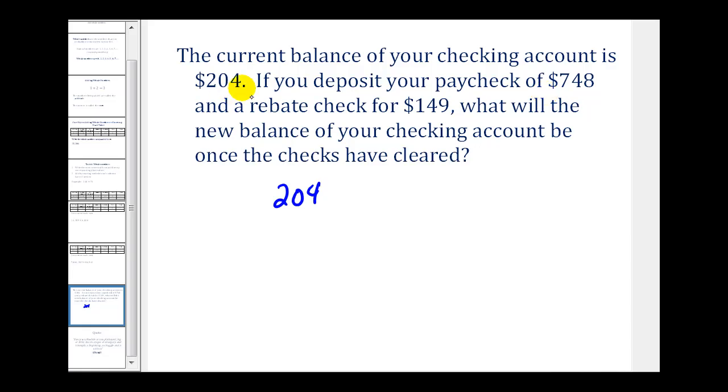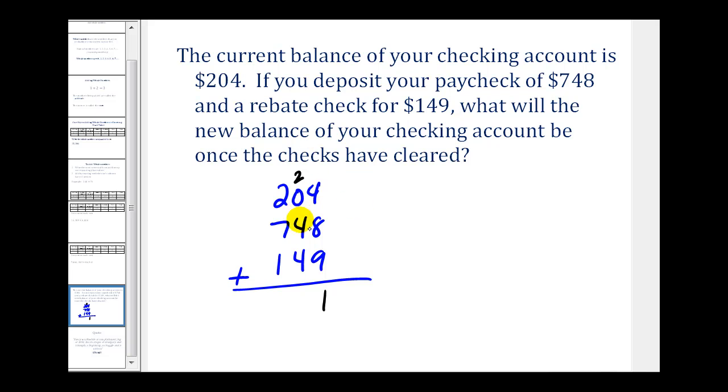So as long as we line up the place values, we can add all three of these at the same time. We have 204, 748, and 149. And we'll follow the same procedure. We'll start with the ones column. 4 plus 8 would be 12, plus 9, that would be 21. So we write down the 1 and carry the 2 into the tens column.